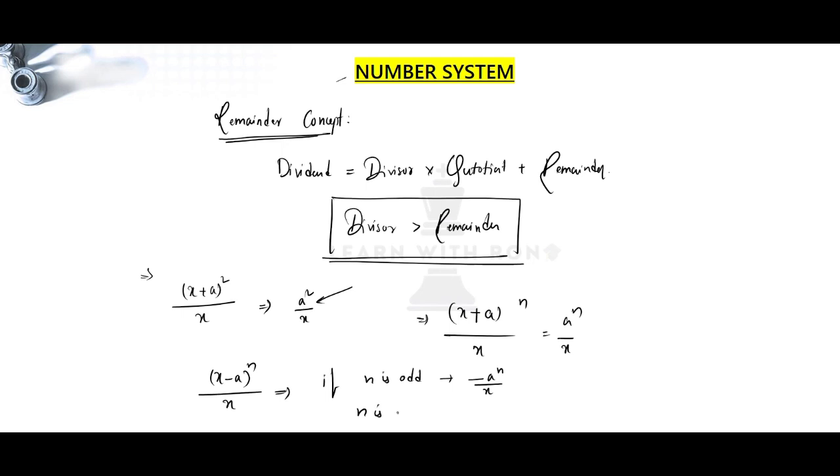If n is even, you probably get a power of n divided by x. But we'll see some other points, not these basic ones. Okay. The very first point is 2 power of odd.